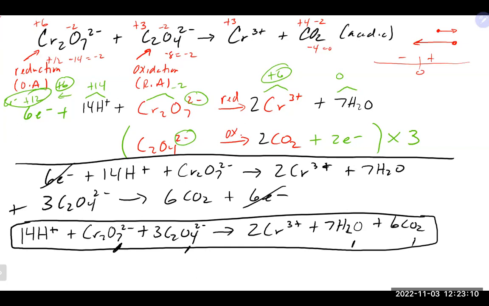Overall charge, this guy contributes plus 14. This guy contributes minus 2. This guy 3 times minus 2 is minus 6. So that is a net of a plus 6 on the left. Over here we have plus 6. This guy contributes 0. This guy contributes 0. So plus 6 on both sides. We are golden, as we like to say there. Any questions on that there?